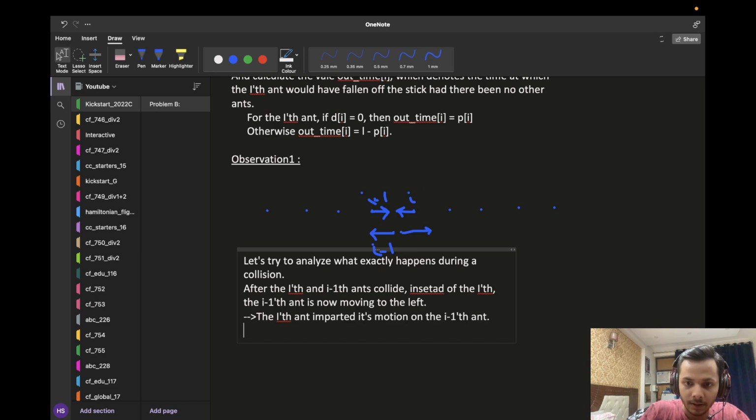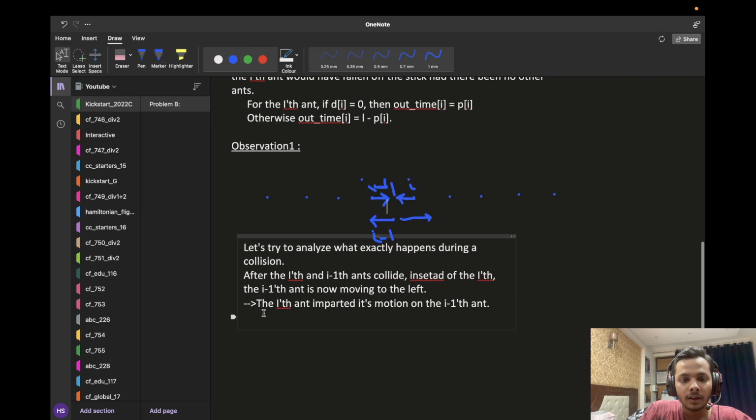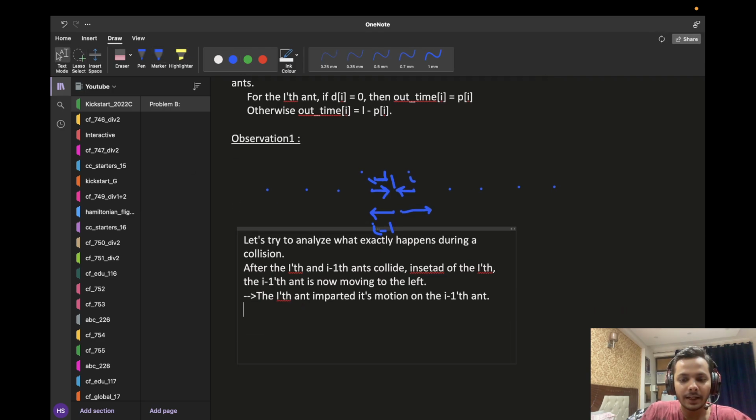Okay, notice that had there been no I minus 1th ant, this ith ant would continue moving to the left and the position of the ith ant would have been exactly the same as the I minus 1th ant after the collision, right? So the positions are also conserved. That is why I am saying that the entire motion of the ith ant has been completely imparted to the I minus 1th ant, right? Okay, this is I minus 1, right? So basically what happens is that the ith ant is imparting its motion to the I minus 1th ant.